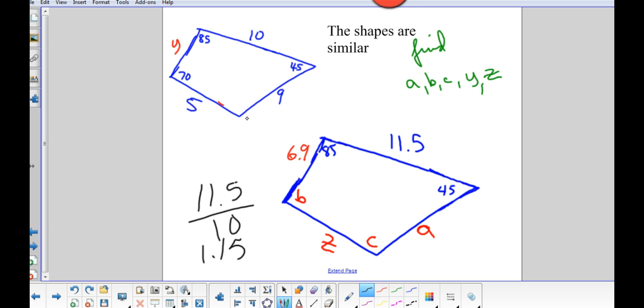They're going to have a scale factor. All the sides have the same scale multiplication. And it's the ratio of the second side to the first side. Second shape, 11.5, to the first shape, 10.